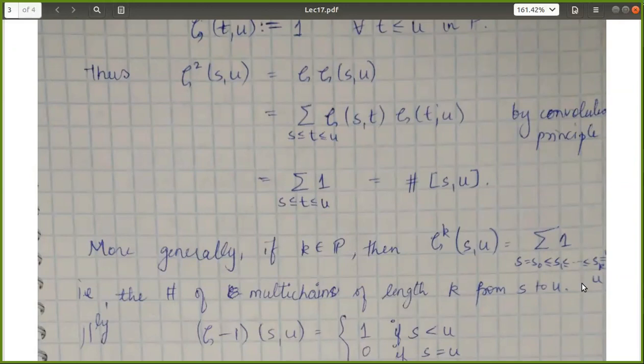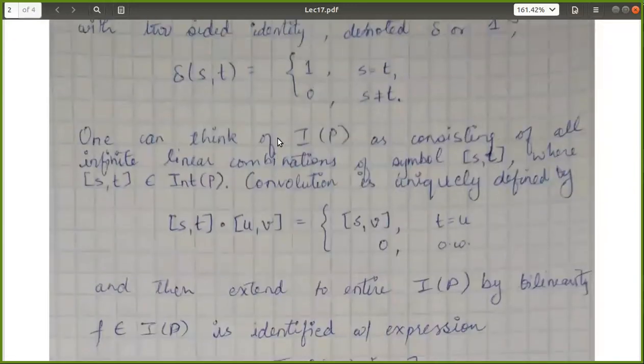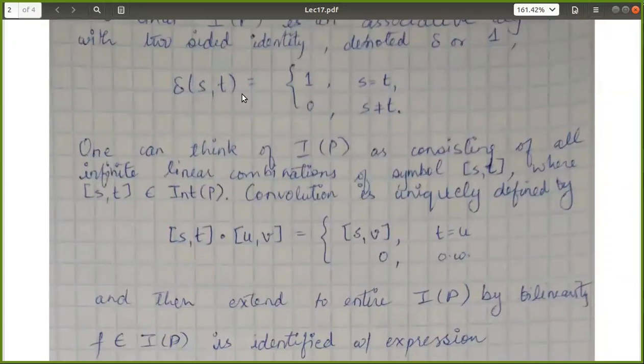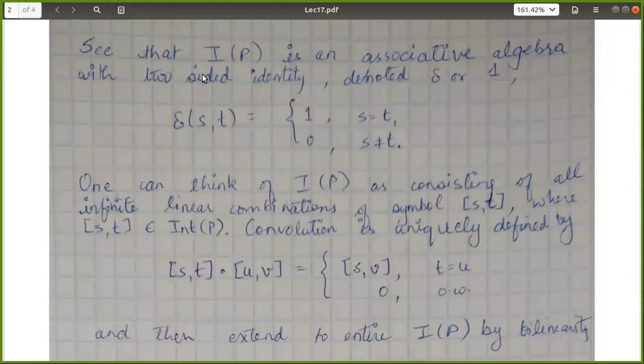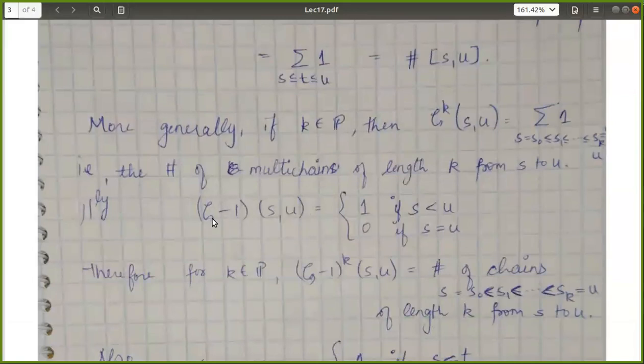Great. And now, once you understand this and remember this definition and the definition which we gave here, delta ST, as we said, will denote the identity, written either as delta or as 1. Now you compute zeta minus 1. So zeta of SU is 1 if S is less than or equal to U. 1 is identity, which means it is 1 if and only if S is equal to U.